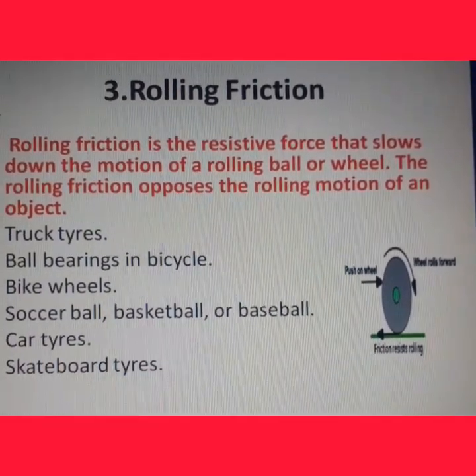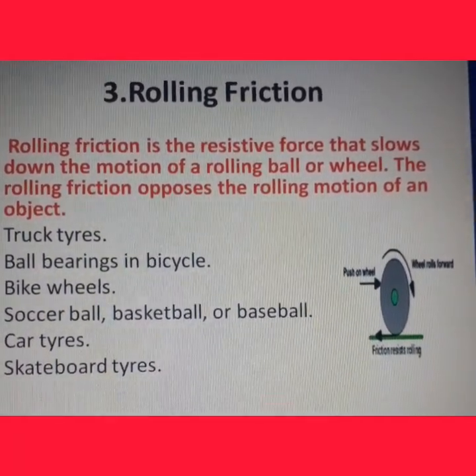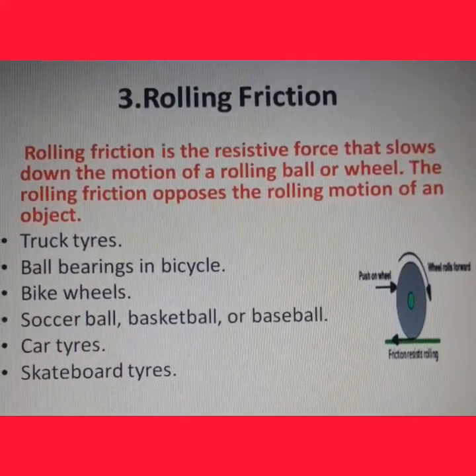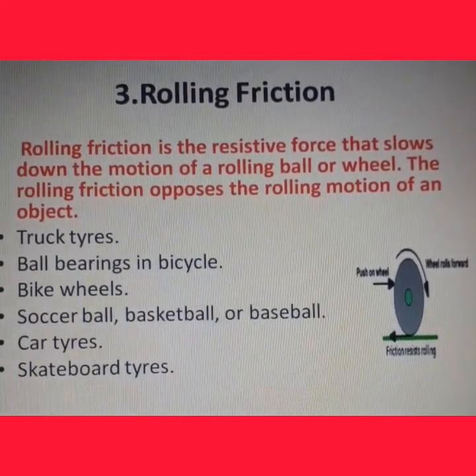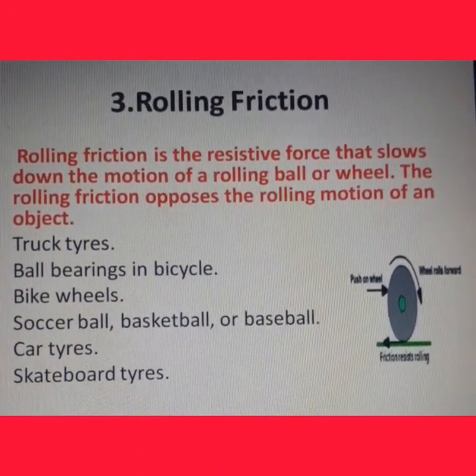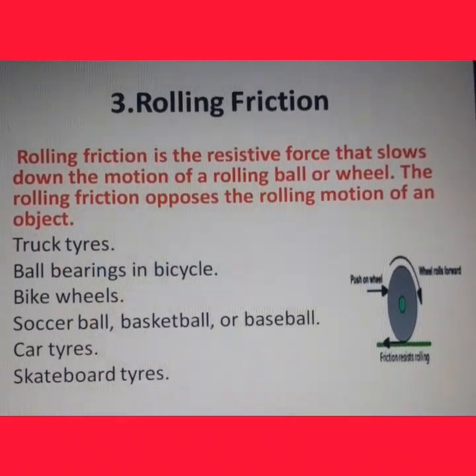Third type of friction is the rolling friction. Rolling friction is the resistive force that slows down the motion of a rolling ball or a wheel. The rolling friction opposes the rolling motion of an object.